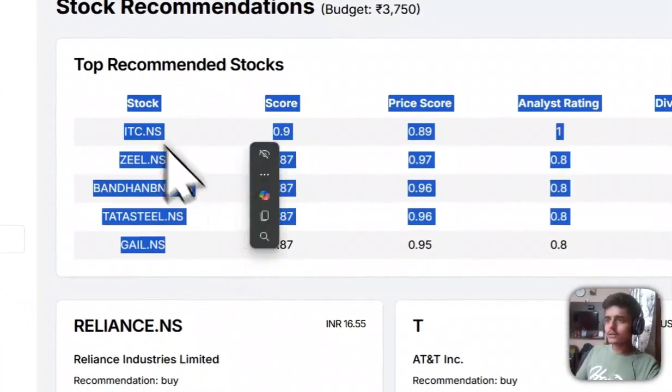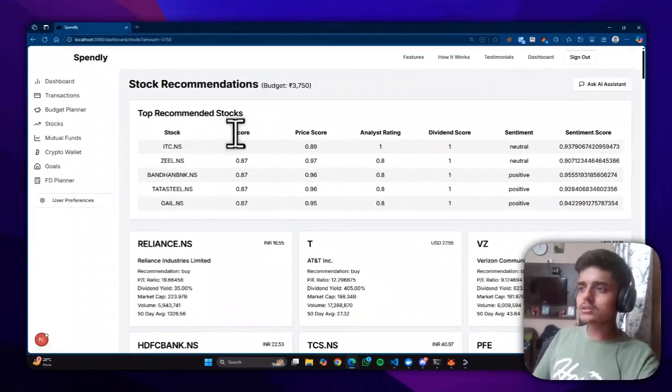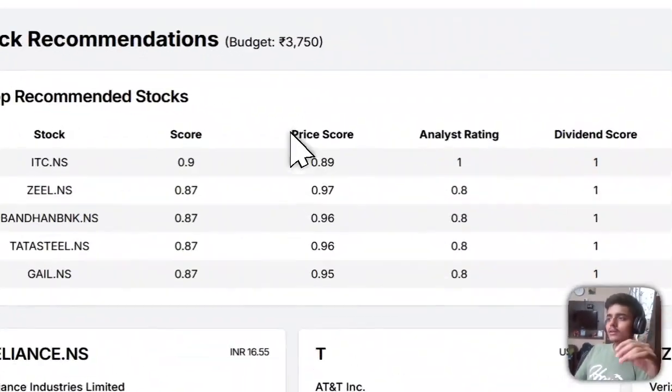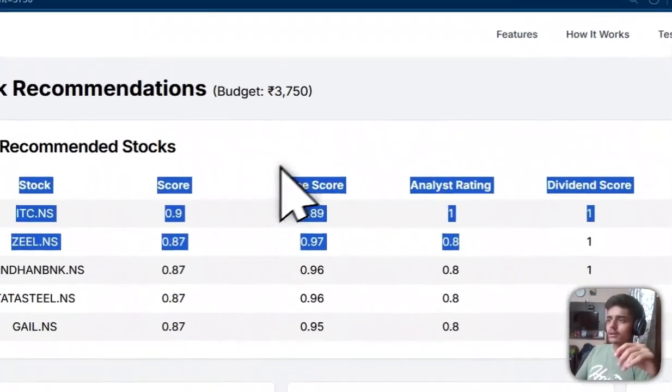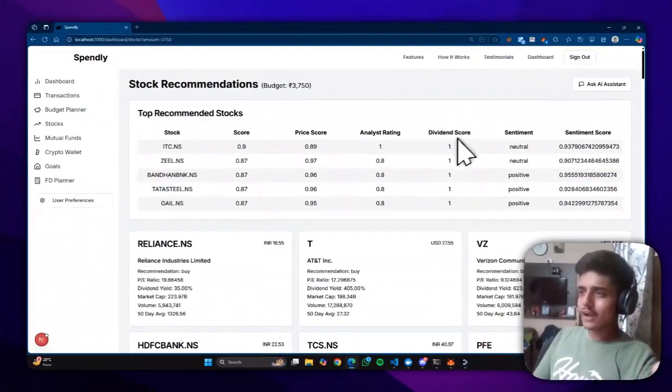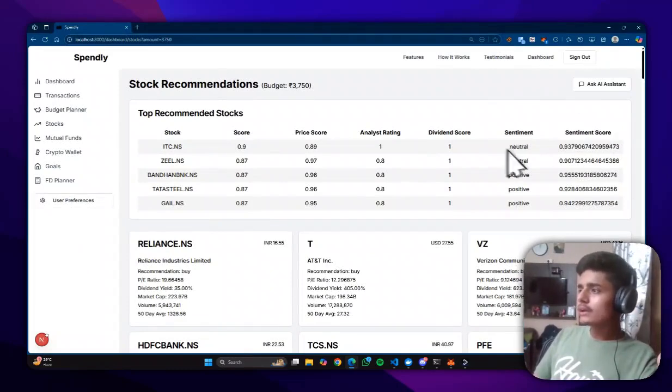As you can see over here, these are the top 5 recommended stocks, and these stocks are being calculated according to the price score, analyst rating, dividend score. These metrics are being captured by us using Y Finance, and this sentiment is being captured using FinBERT, for which the news is provided via Perplexity.